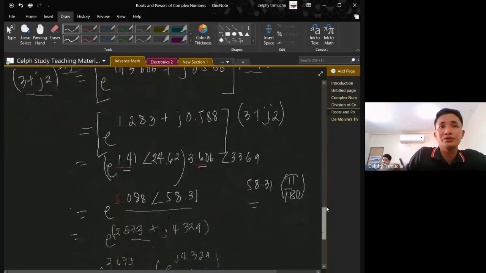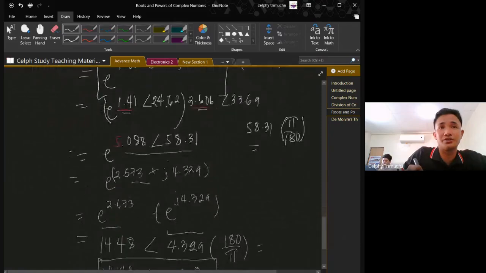But take note that the best process when we multiply complex numbers is to convert them into polar form. So we convert the exponent value, which will be equal to 1.41 angle 24.62. And the 3 plus j2 that we got above is equal to 3.606 angle 33.69. Next, multiply them directly. So multiply our magnitudes: 1.41 times 3.606, which is equal to 5.08.